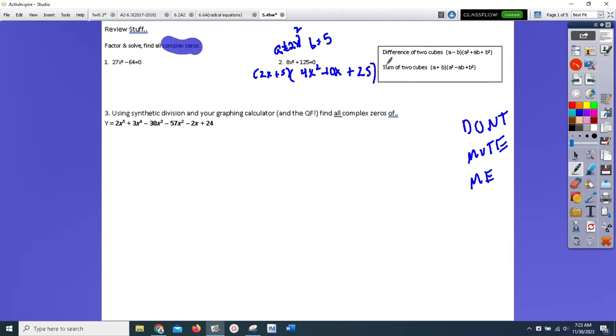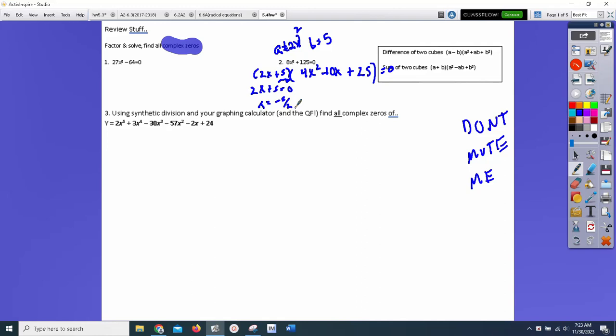And you're supposed to find all your real zeros. When we did this in the past, the only thing we cared about was the first one. 2x plus 5 is 0. Move over makes it negative. Divide by 2. Negative 5 halves. Most of you can do that. Sadly, it's not all of you.